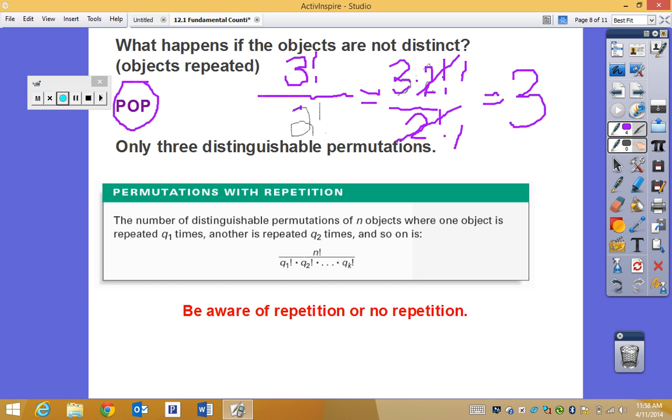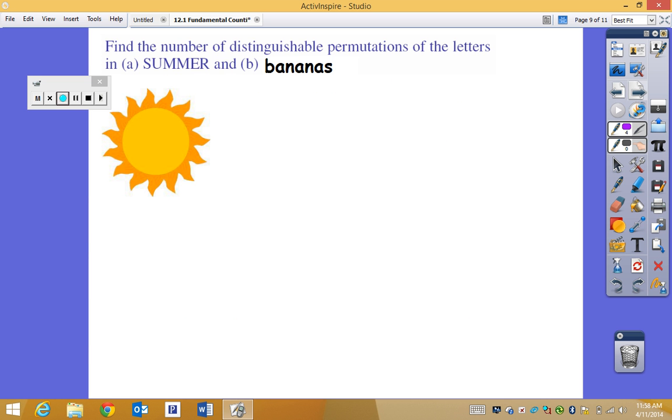Okay? So make sure you're aware of whether the problem asks you for repetition or no repetition. Let's take a look at an example. So I have the word summer. It says find the number of distinguishable permutations of the letters, which means they can't be the same pattern. In the word summer, there are 6 letters, and there is 1 letter, the M, that repeats. How many M's are there? There are 2 of them, so that's going to be 2 factorial.